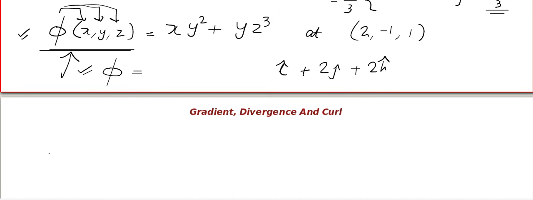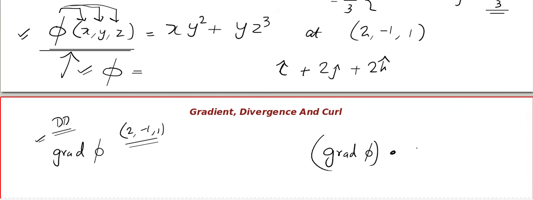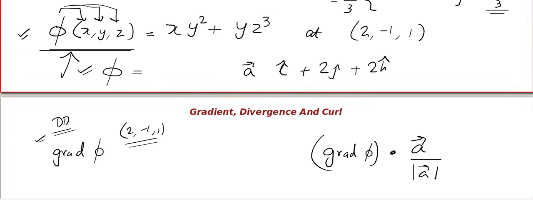So you know the procedure. First you find gradient of phi. So we get the directional derivative in general. Then you find the directional derivative at 2 comma minus 1 comma 1, and then the required directional derivative will be grad phi dot a by mod a, where a is given by this function.